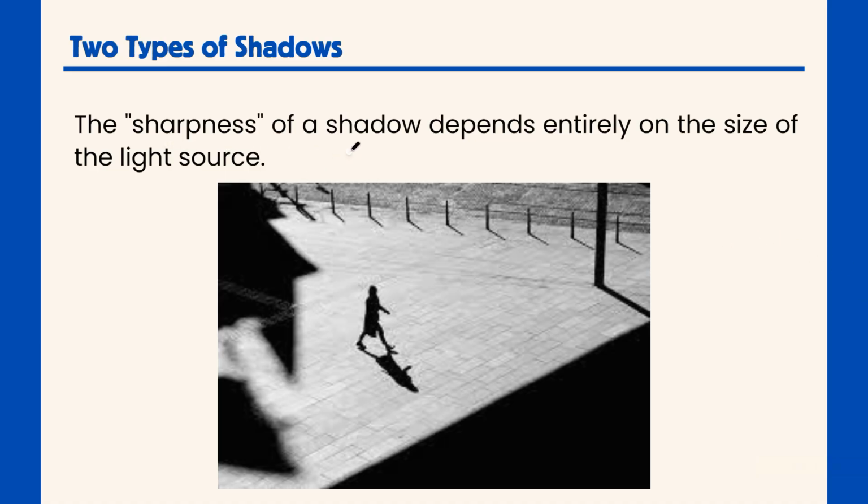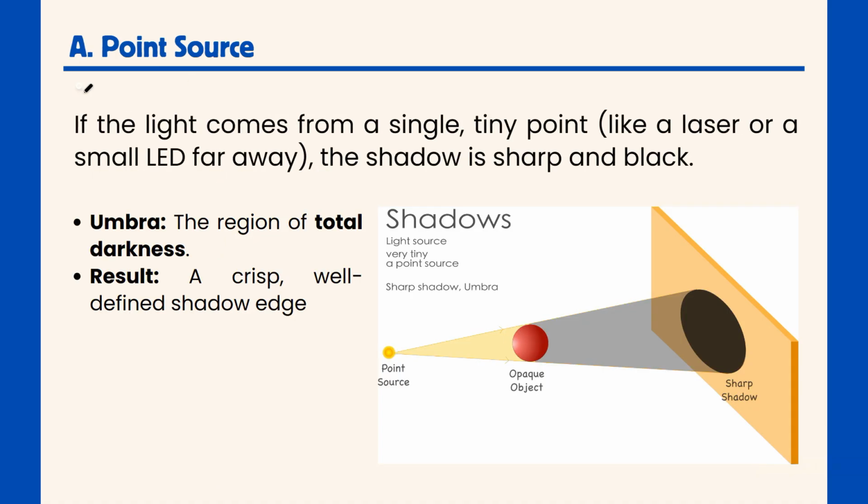The sharpness of a shadow depends entirely on the size of the light source. So, if the light comes from a single tiny point like a laser or a small LED far away, the shadow is sharp and black like this. Black siya. And that is called our umbra, the region of total darkness. The result is a crisp, well-defined shadow edge.